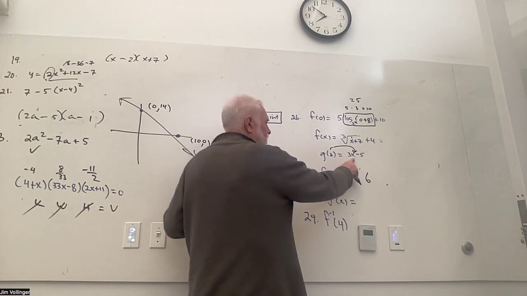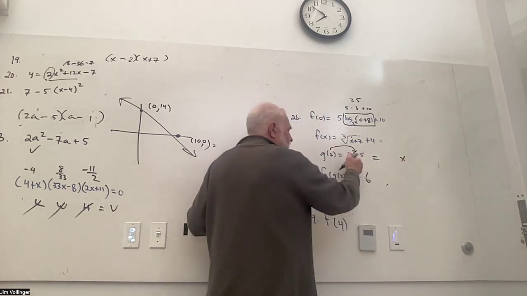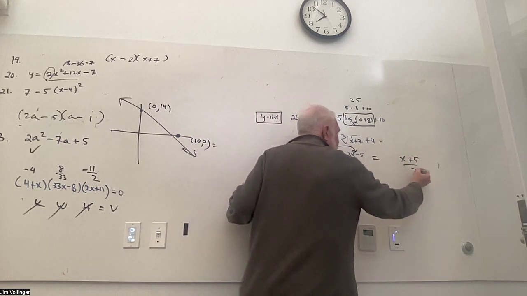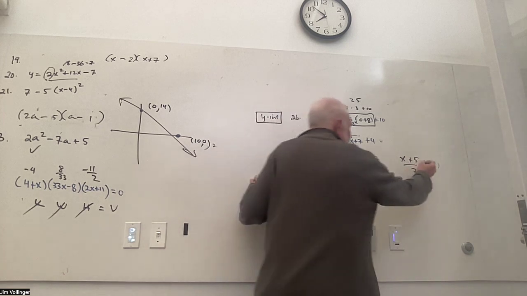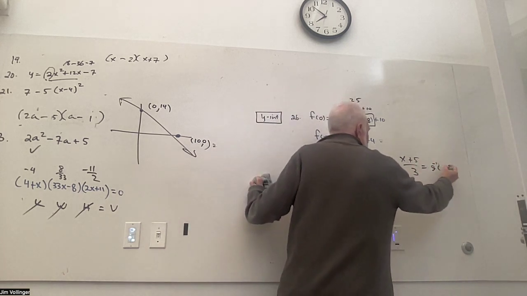What's the inverse of this? Well, let's set it to x and pretend we're going to solve. To get this x alone, I have to add 5, and I have to divide by 3. That's my inverse. Was it f? Was it g? That's my inverse.